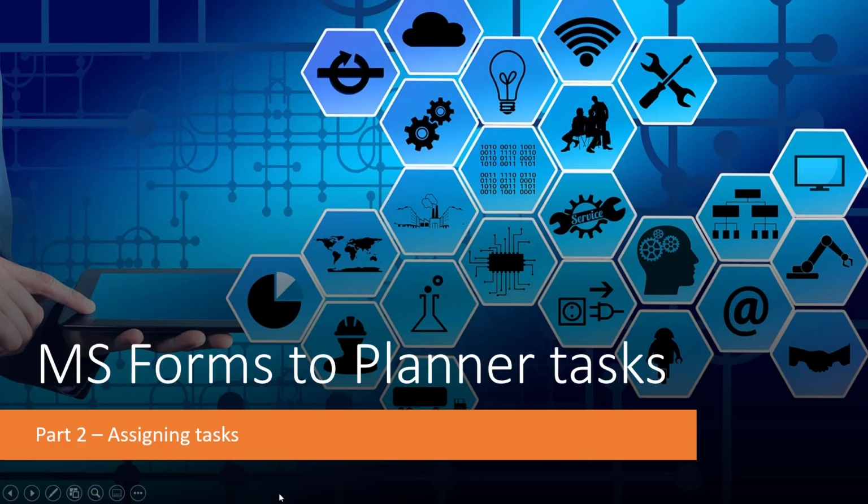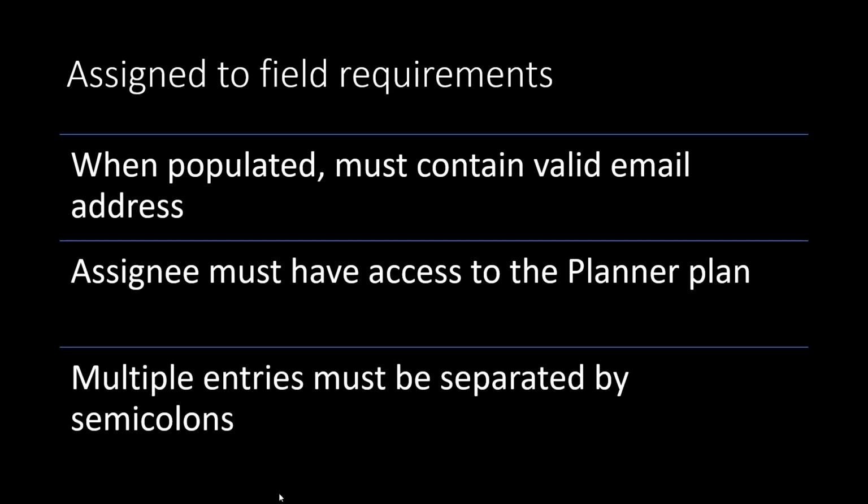Now, in terms of that assigned to field in the create a task action, it is not required, but if it is populated, it does need to contain a valid email address. The hint text in the field says user ID, but in the realm of Office 365 or Microsoft 365, user ID is the person's email address, whatever email address they use to sign in to their Office or Microsoft 365 account. So that's what we need to use to populate that field.